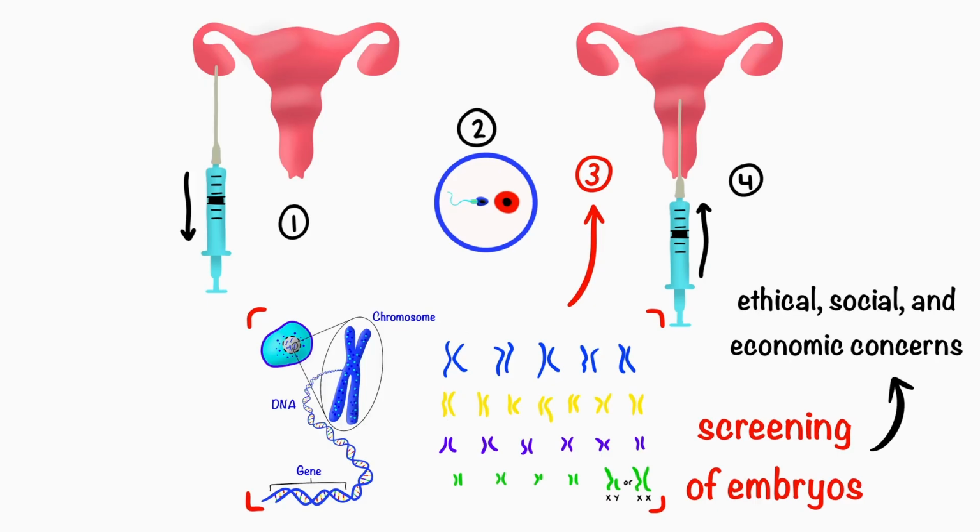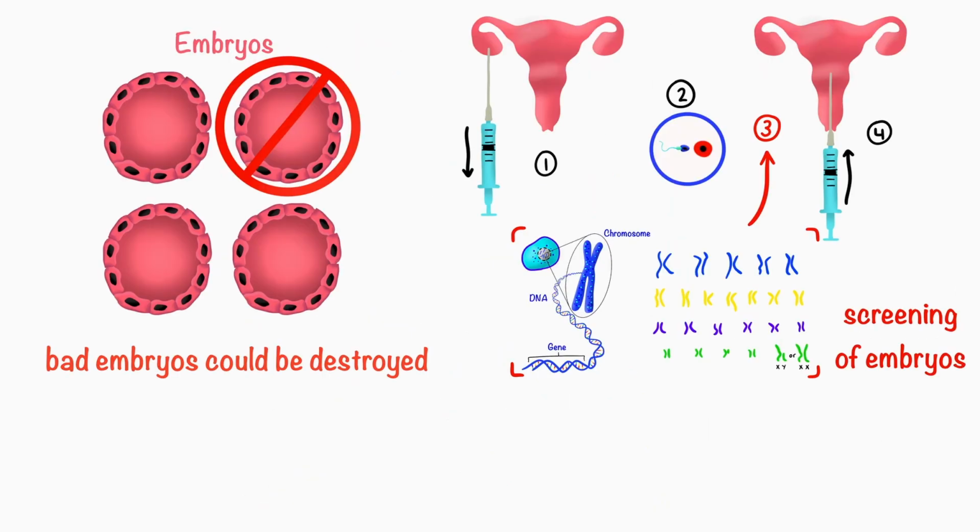There are lots of ethical, social, and economic concerns surrounding embryo screening. Embryonic screening is quite controversial because of the decisions it can lead to. For embryos produced by IVF after screening, embryos with bad alleles would be destroyed. For embryos in the womb, screening could lead to the decision to terminate the pregnancy. There are strong arguments both for and against embryonic screening.